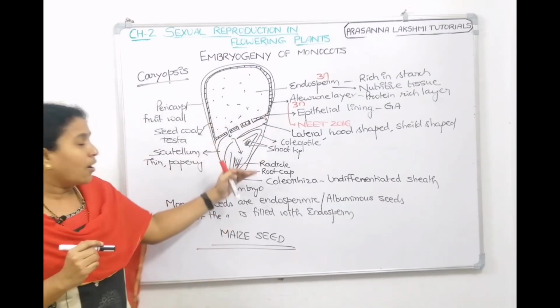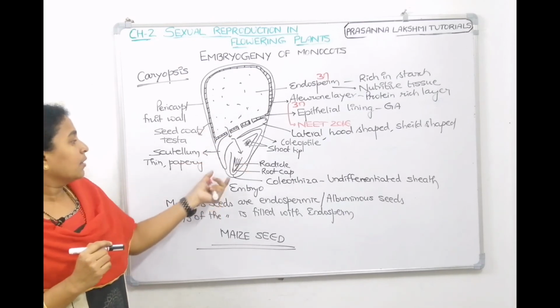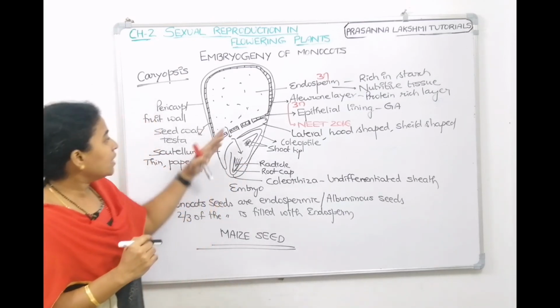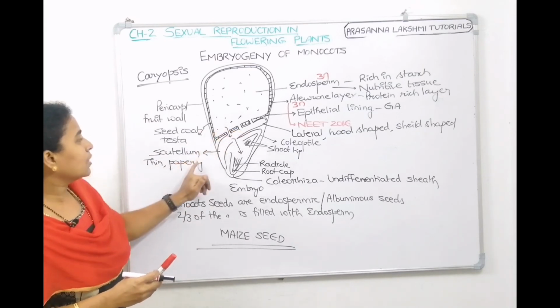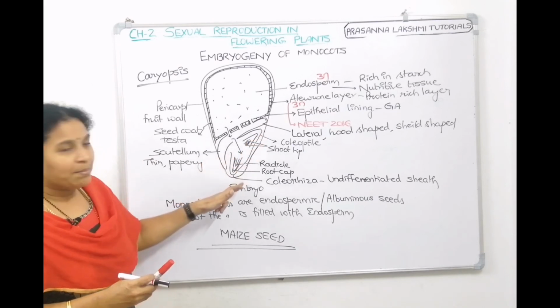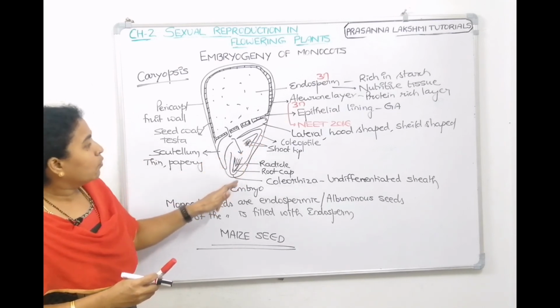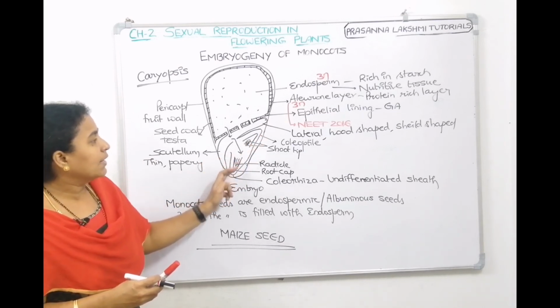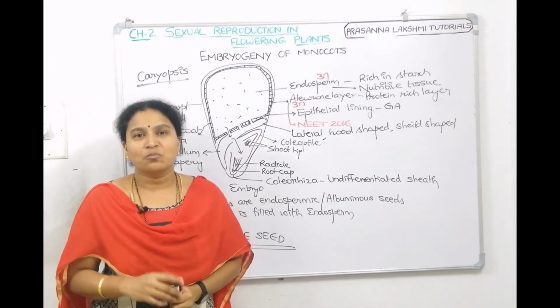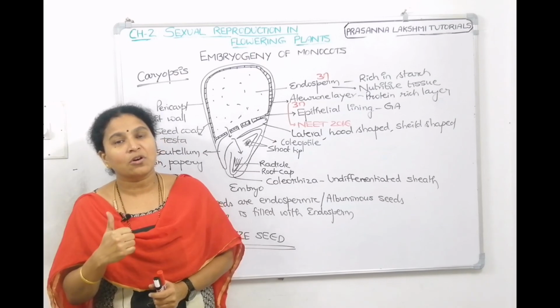And towards one corner is the embryo. The embryo has one lateral sheath-like cotyledon called the scutellum. Then below the scutellum will be the embryo. In this embryo, we have the shoot tip and the radicle covered by coleoptile and coleorhiza. This is about the monocot embryo and monocot seed.